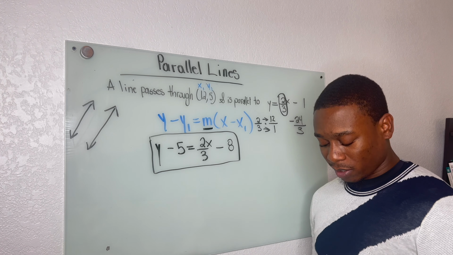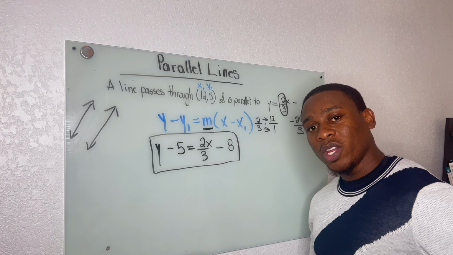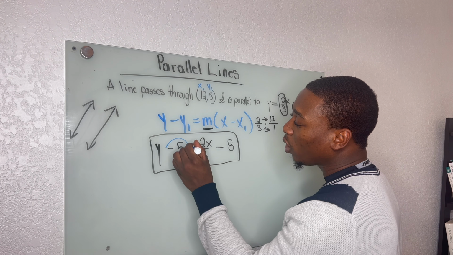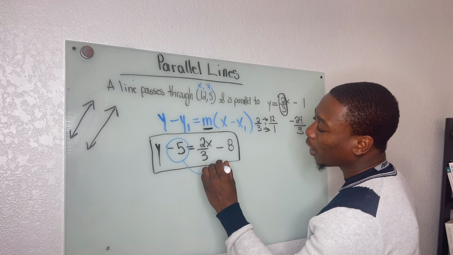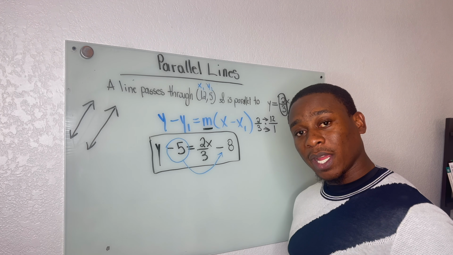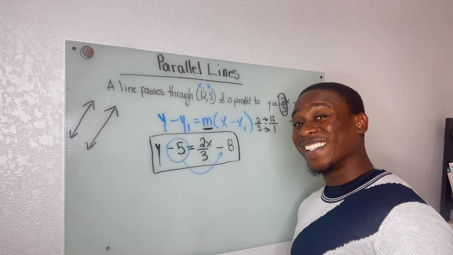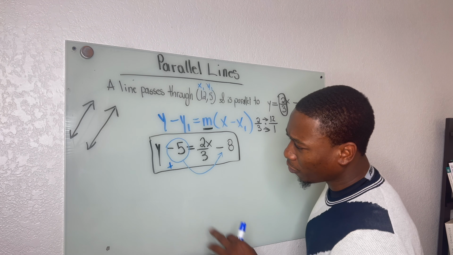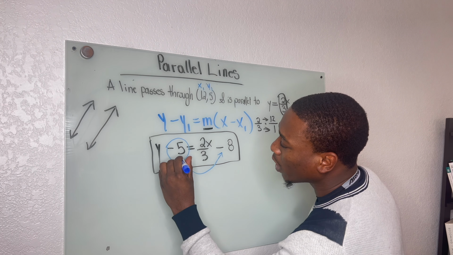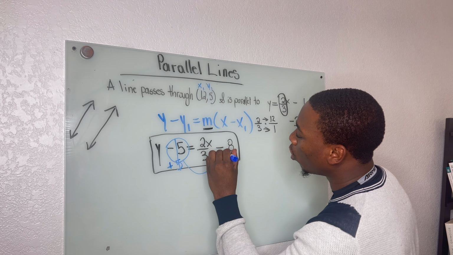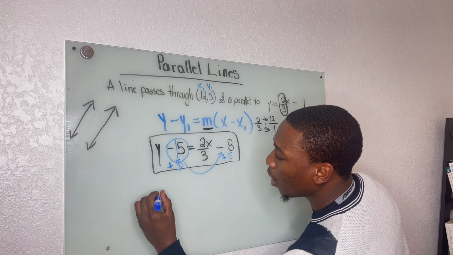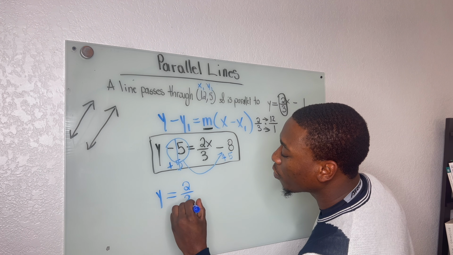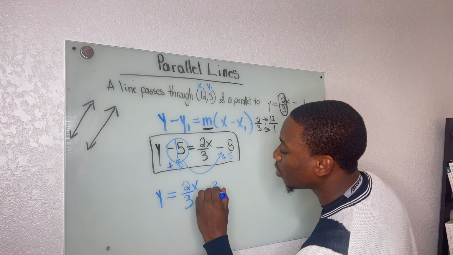Now, what is next? And what is next, guys, is that we are now going to try to get the y absolutely by itself. And the only way we can do that is by moving and combining our negative 5 with its like term, which is negative 8. So for us to do that, we're going to have to do the opposite of subtracting 5, right? This negative 5, right? So we add 5, right? Go on the other side, do the same thing. And now my final equation would be y is equal to 2 over 3x minus 3.